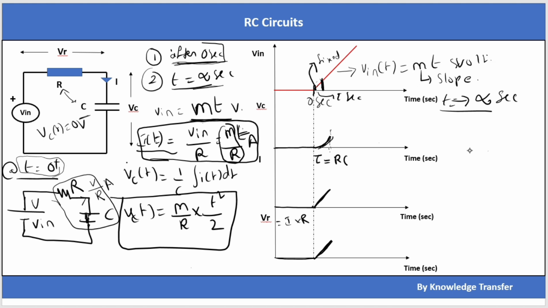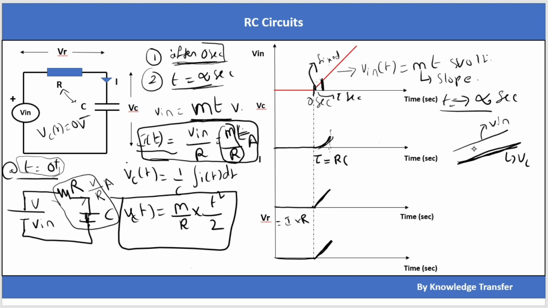The capacitor tries to match with the Vin voltage. Let's assume this is the Vin voltage, and the capacitor is in parallel, this is VC, so it tries to match with the Vin voltage. The parabolic nature is gone because the inherent delay of the capacitor, RC, is already gone during the starting, so that VC always tries to match with the Vin.